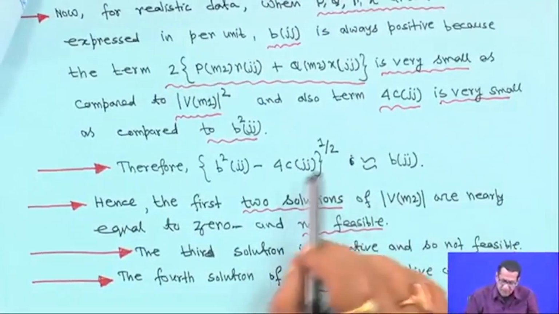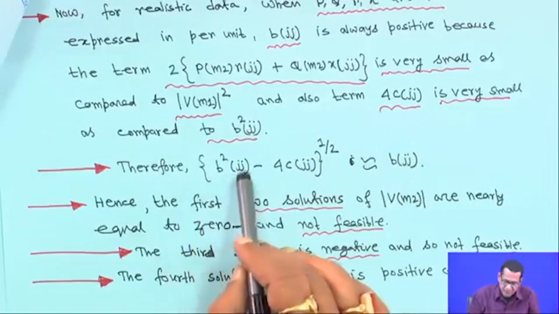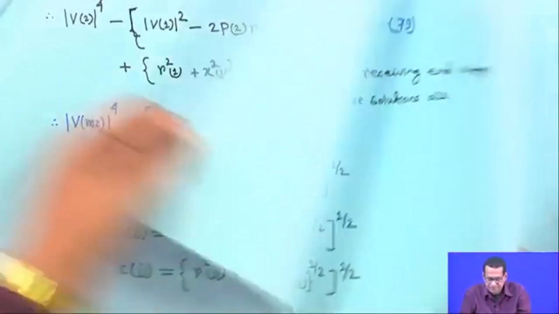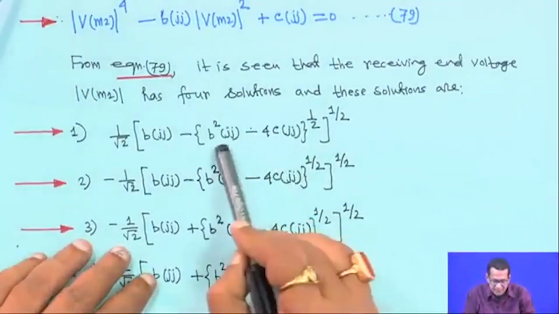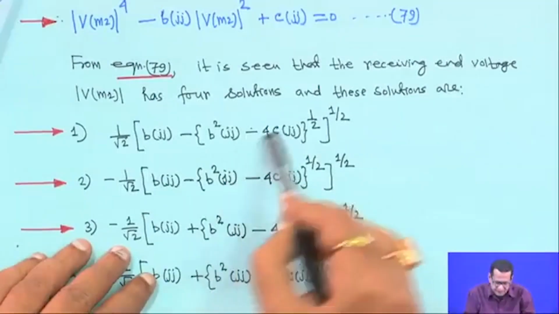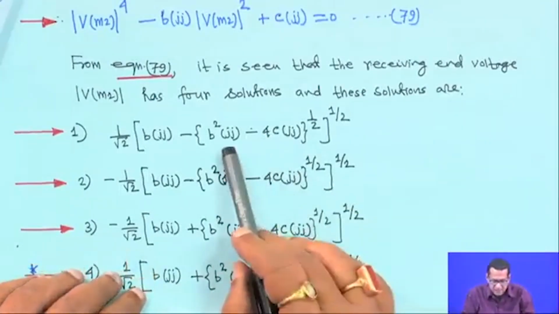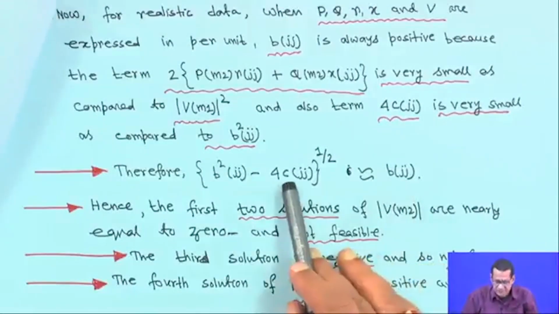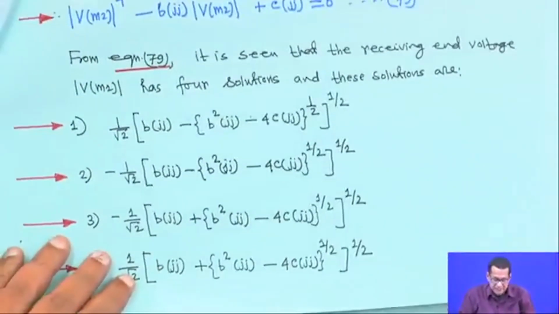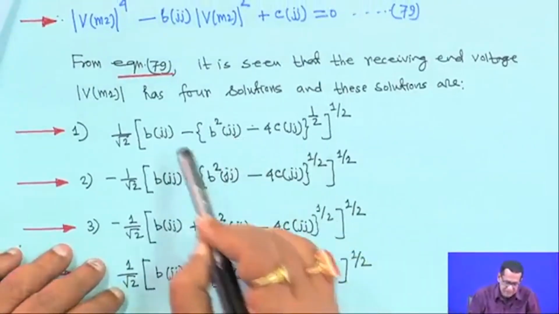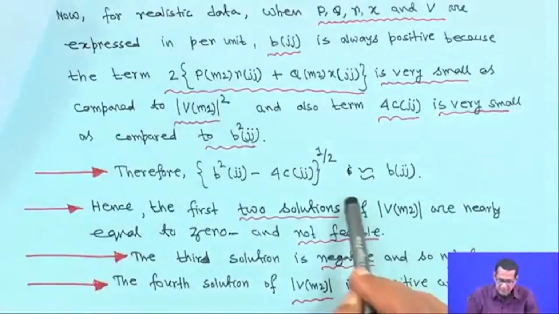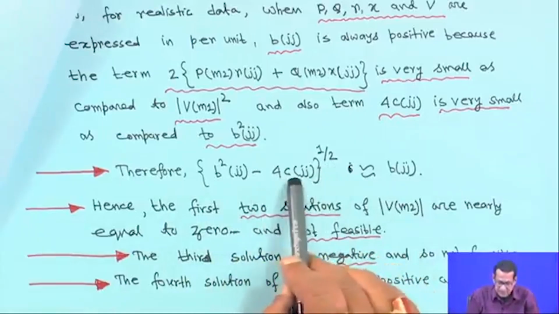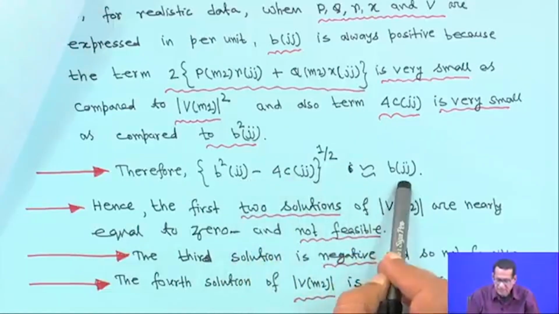Therefore, if you compare B square_jj minus 4 C_jj, to the power half, that term B square_jj minus 4 C_jj is there everywhere. B square_jj minus 4 C_jj is approximately equal to B_jj, because the 4 C_jj term is very small and neglected. So B square_jj minus that term, to the power half, is approximately B_jj.